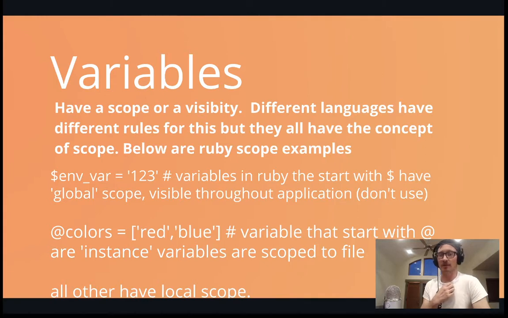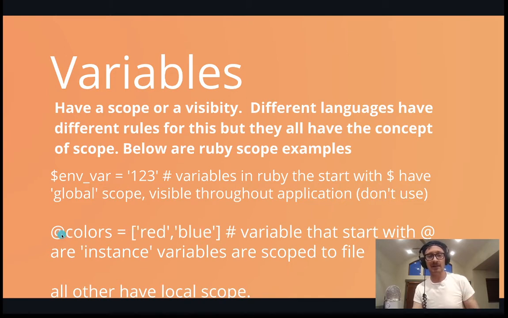Variables have scope or visibility. Different languages have different rules for this, but they all have the concept of scope. In Ruby, if we start a variable with a $ sign and then give it a name, this is what's referred to as global scope, and this variable is going to be visible throughout your application. As a general rule, we don't want to really use global variables, especially when you're starting out. We're going to avoid these.